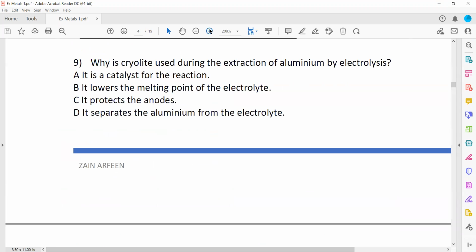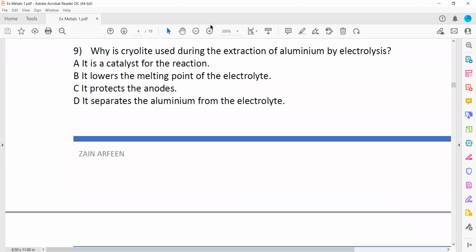In question 9, why is cryolite added? Why is cryolite used during the extraction of aluminium by electrolysis? It is a catalyst. That is wrong. It is used to lower the melting point of the electrolyte. That's true. So B is the right answer.